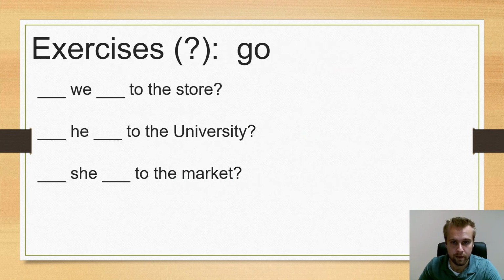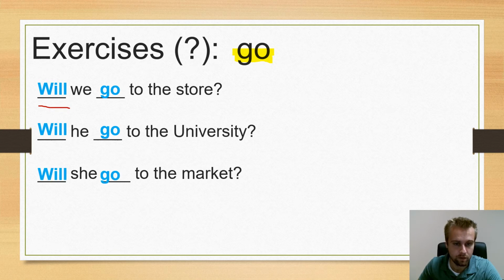Now we will ask questions using the verb go. Will we go to the store? Again, we are starting with will. Will he go to the university? Will she go to the market?